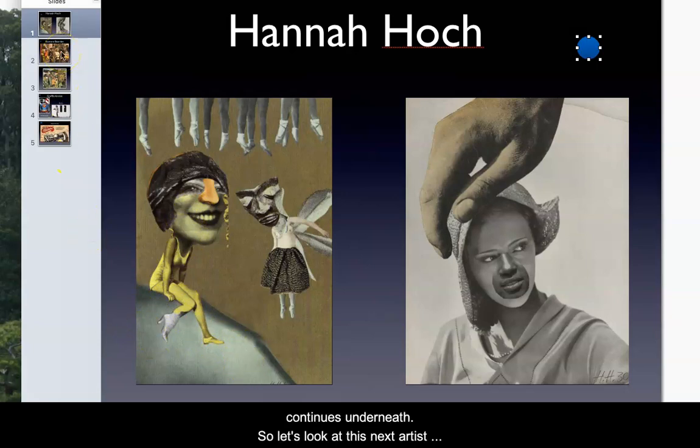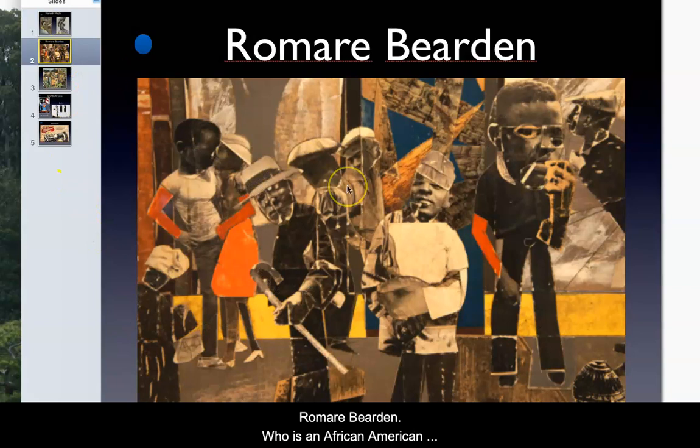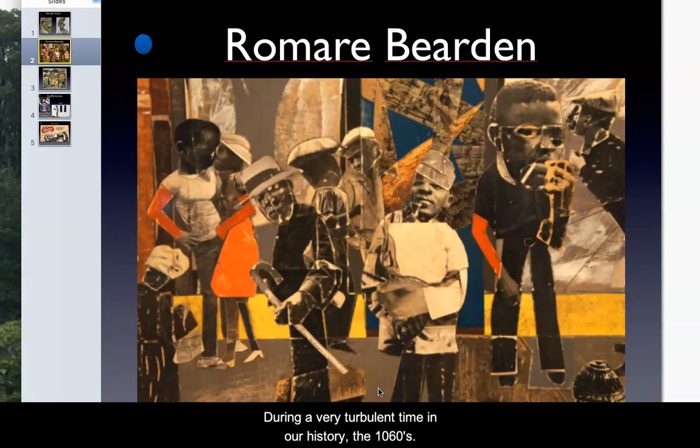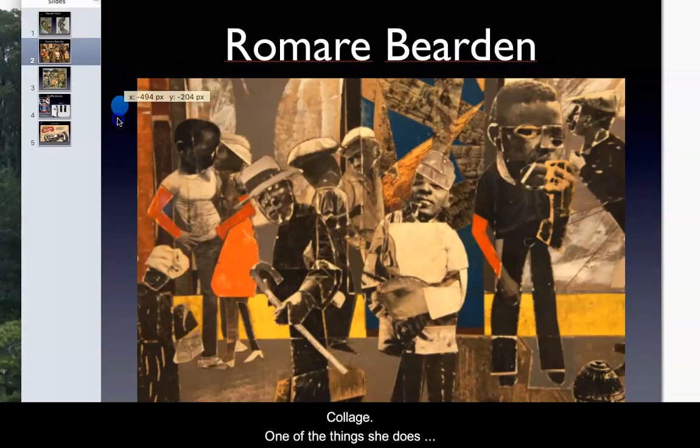So let's look at the next artist, Romare Bearden, who is an African-American artist born in the early 20th century. He served in World War II, and he was a very active artist in the 50s, 60s, and 70s, dealing with issues of race in America in a very turbulent time in our history, the 1960s, which we're still dealing with today. If you look at his collages, and he's very famous for his collages, one of the things he does here is this tremendous change in scale.